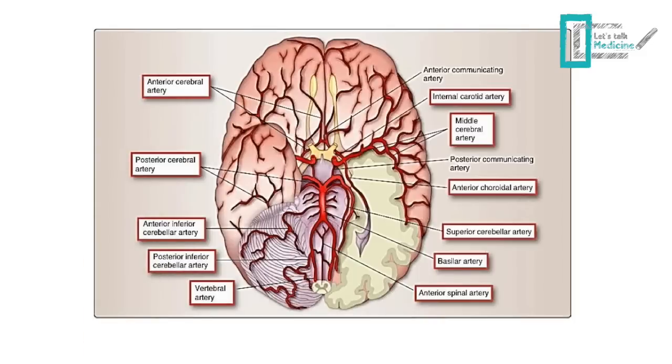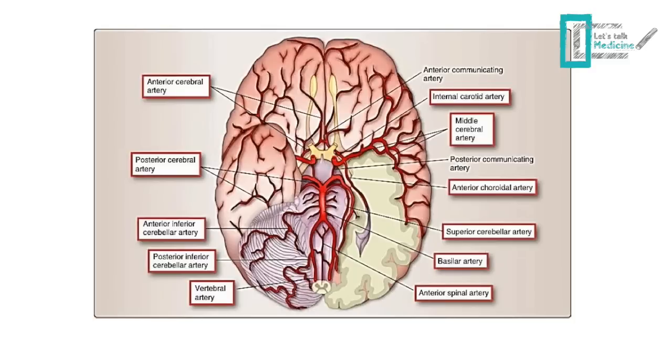Okay, so here is the internal carotid artery. It will give off two branches, one moving laterally called the middle cerebral artery. It's important to mention it is the biggest branch of the internal carotid artery, and the other branch moving anteriorly is called the anterior cerebral artery. Now, let's start with the anterior cerebral artery.